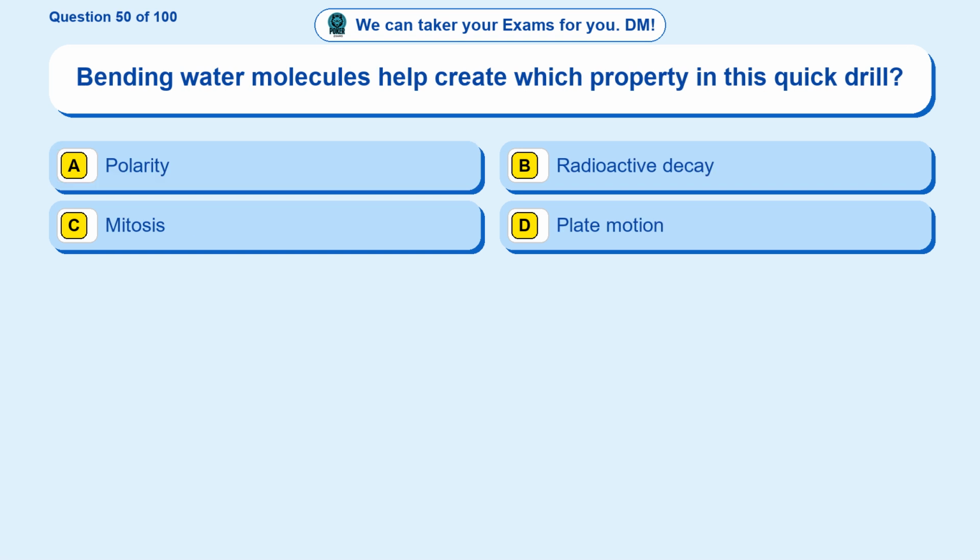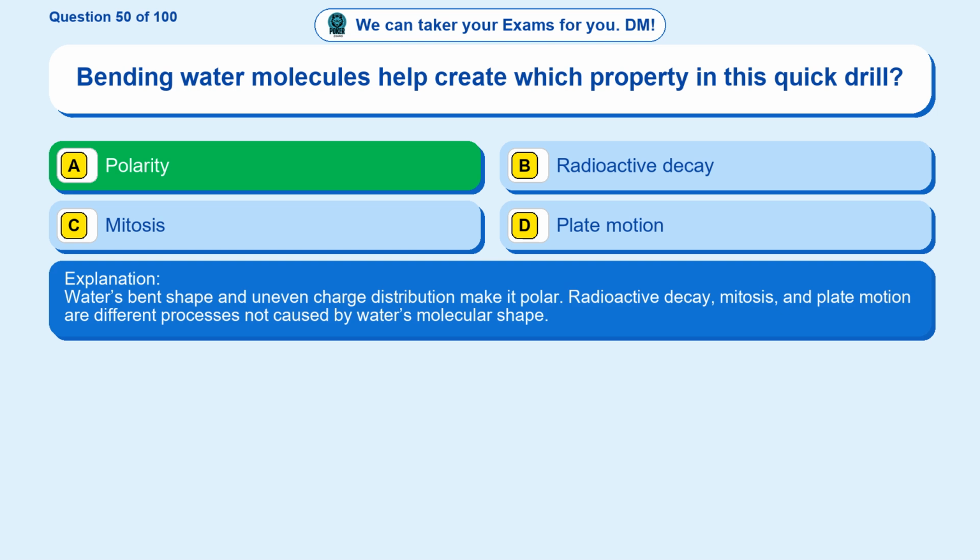Question 50. Bending water molecules help create which property in this quick drill? Option A, polarity. Option B, radioactive decay. Option C, mitosis. Option D, plate motion. The correct answer is option A. Polarity. Water's bent shape and uneven charge distribution make it polar. Radioactive decay, mitosis, and plate motion are different processes not caused by water's molecular shape.